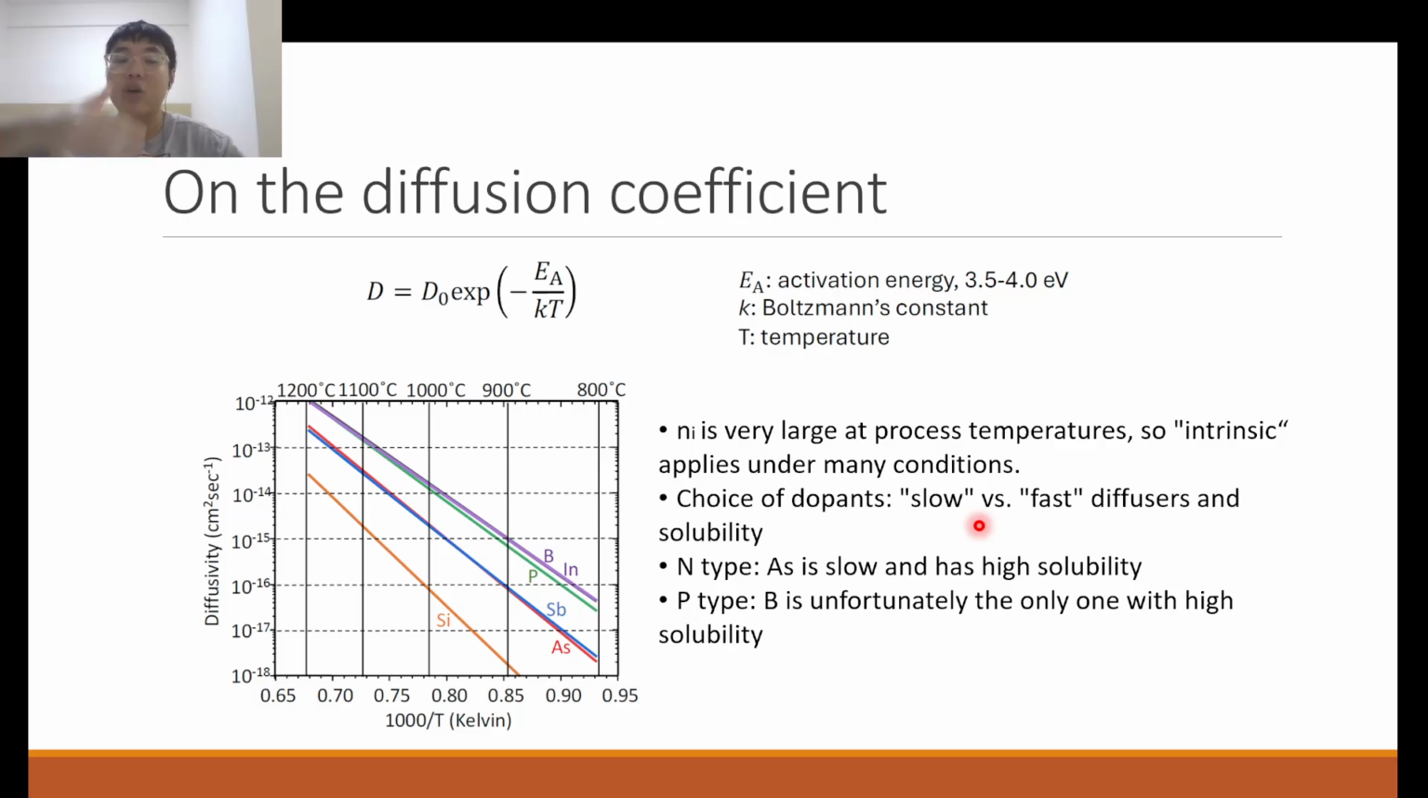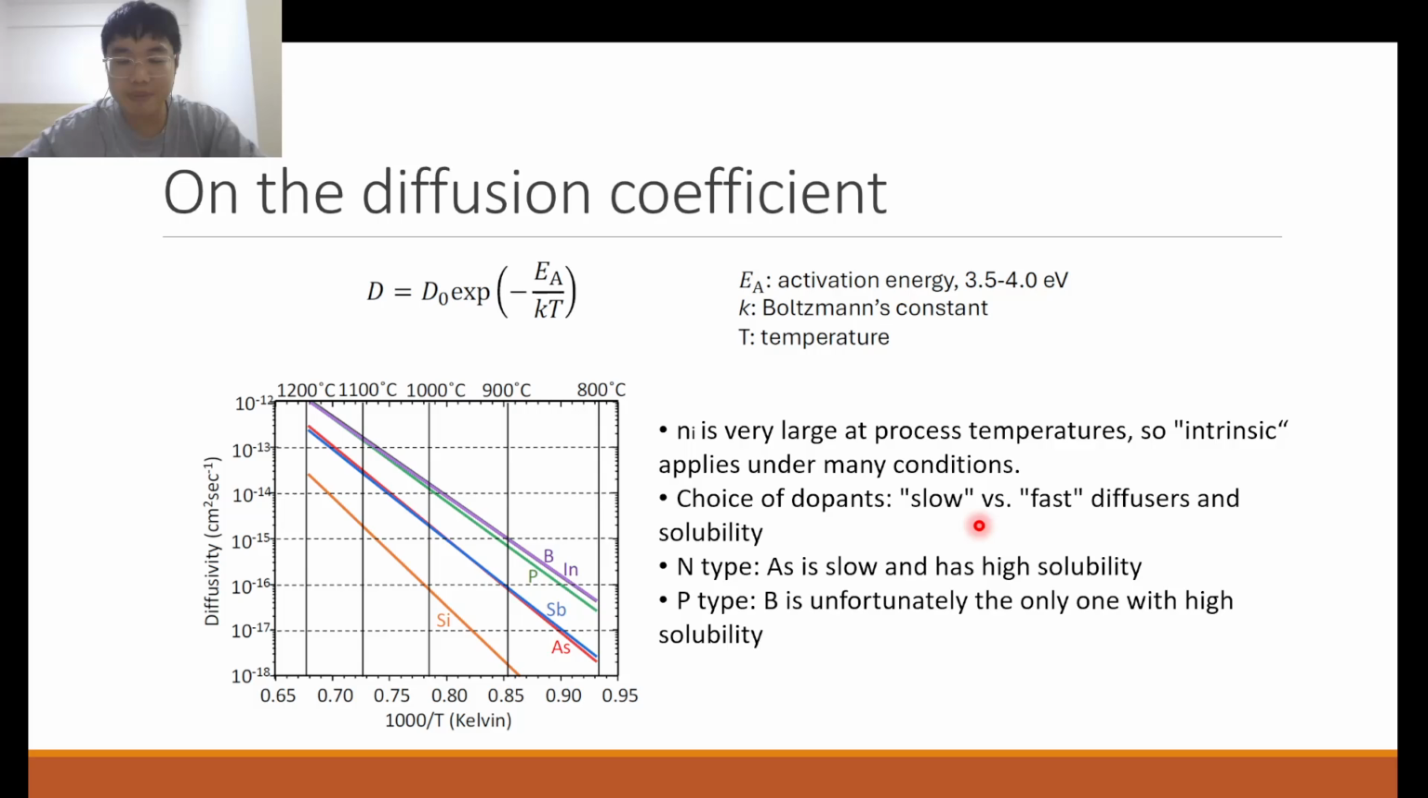Obviously, as technology node progresses, we want smaller and smaller transistors with thinner and shallower regions being defined. So we don't want fast diffusers. They will diffuse too fast and cause all sorts of problems when dealing with transistors of that minuscule size. We want slow diffusers as much as possible.